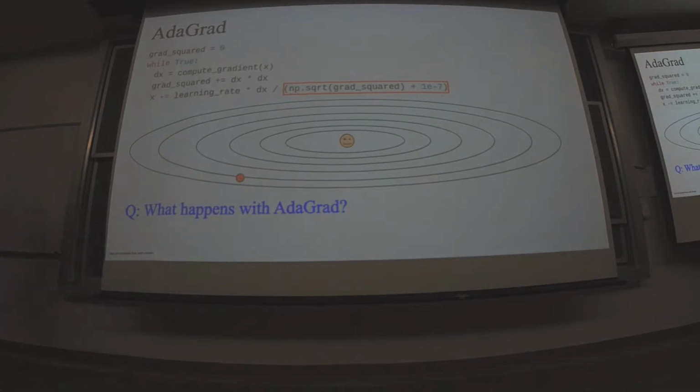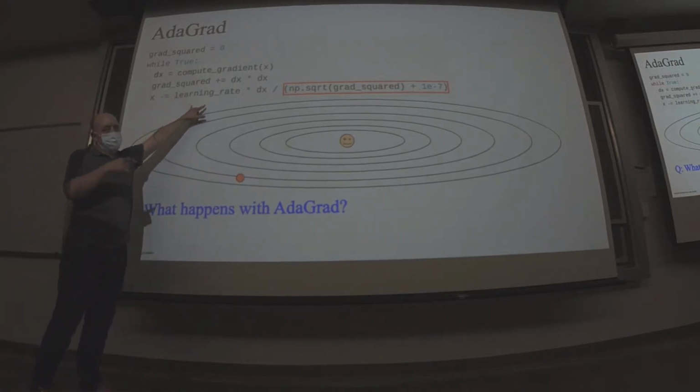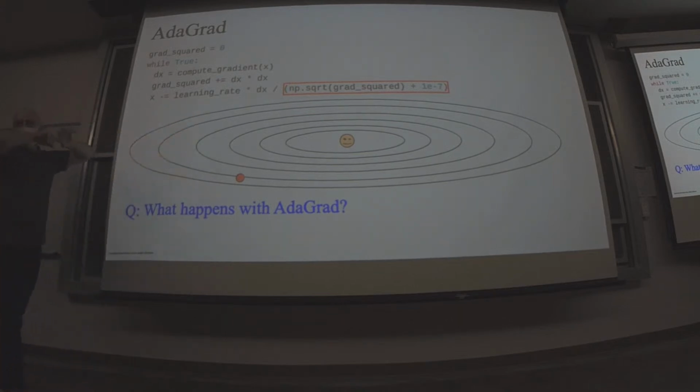So let's think about that. Remember, this is all happening element-wise. So what happens to the learning rate for a dimension where the gradient is actually quite large? We're going to divide by something that is, what? Large or smaller? Large, exactly.